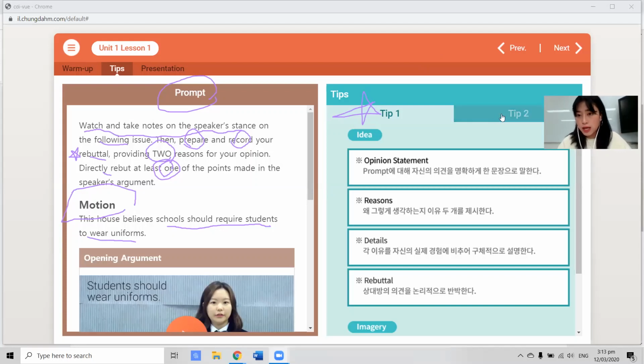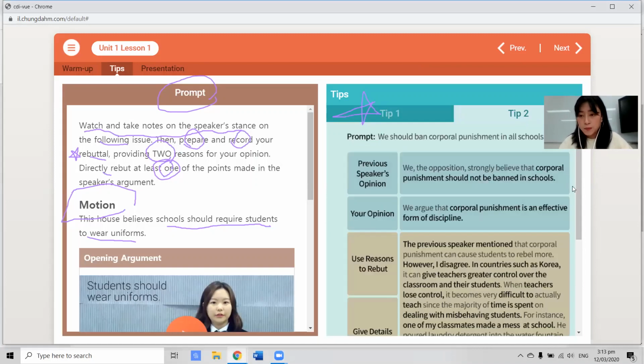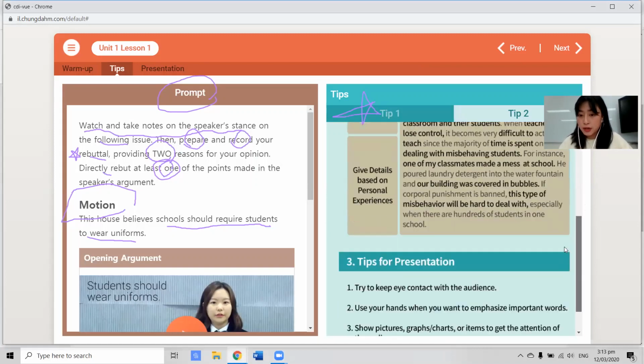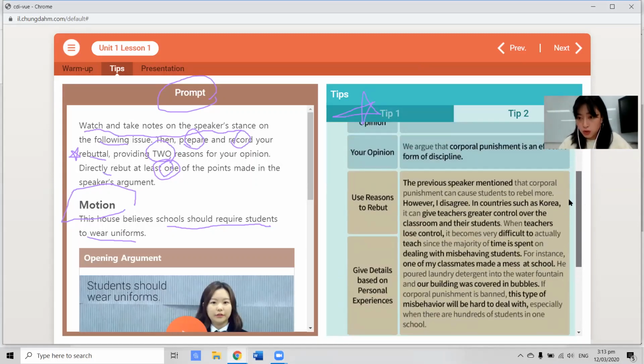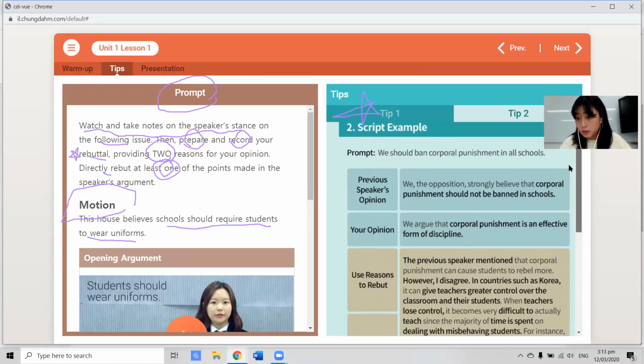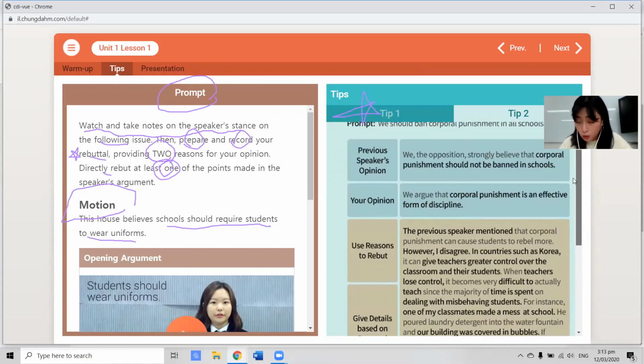If you think that this side over here is a little vague and you don't understand, what you can also look at is if you tap the second tab of your tip, so here, they actually have given you a clear example of what you need to do, okay? So you can have a read of this before you actually go and prepare for your own. This gives you a clear understanding of how you need to do it.